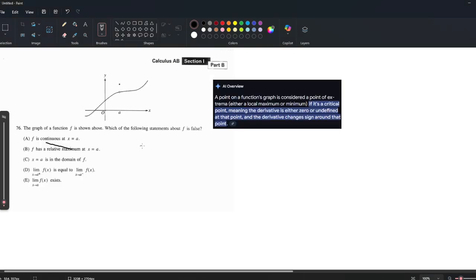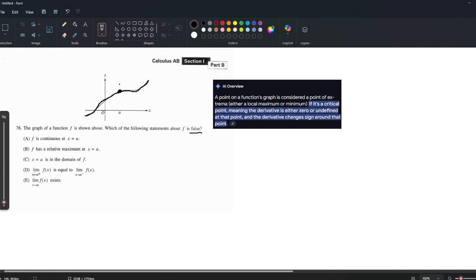76. The graph of function f is shown above. Which of the following statements about f is false? So which one of our answers right here is not true? I'm going to start from E and then work down to A. For the limit as x approaches a of f of x exists, we could say for sure that this is true, because if we take the graph from the left side and then the graph from the right side, they meet at the same point. So that means that E is true.